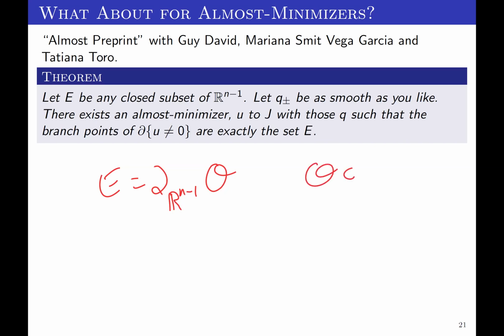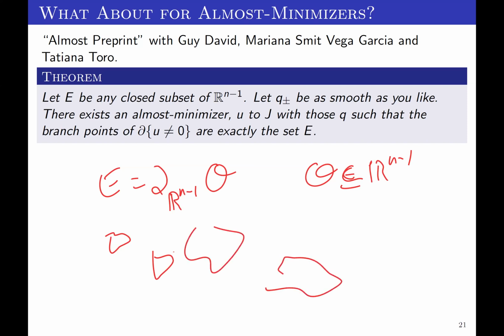Right, and O is inside of R^{n-1}. So what I'm telling you is, pick some fractal, something weird. Maybe it looks like a snowflake here, all living inside of the page. I can pick it so that I have an almost minimizer to this functional, and the positive set and the negative set of these almost minimizers come together at exactly the red points that I've outlined here. So there's no structure to the branch points. They certainly don't live in an n-2 dimensional C^1 manifold.